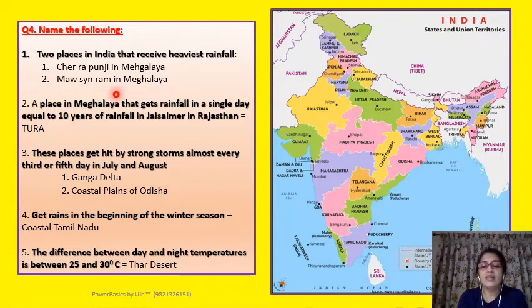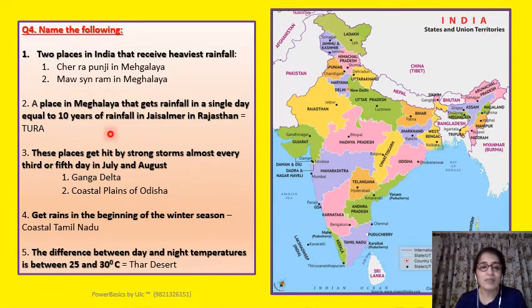A place in Meghalaya gets rainfall in a single day equal to 10 years of rainfall in Jaisalmer in Rajasthan. In a single day, the amount it rains in Tura in Meghalaya, that much rainfall Jaisalmer in Rajasthan gets over 10 years. Can you imagine? 10 years of rainfall in Rajasthan is 1 day in Tura. These places get hit by strong storms almost every 3rd or 5th day in July and August.